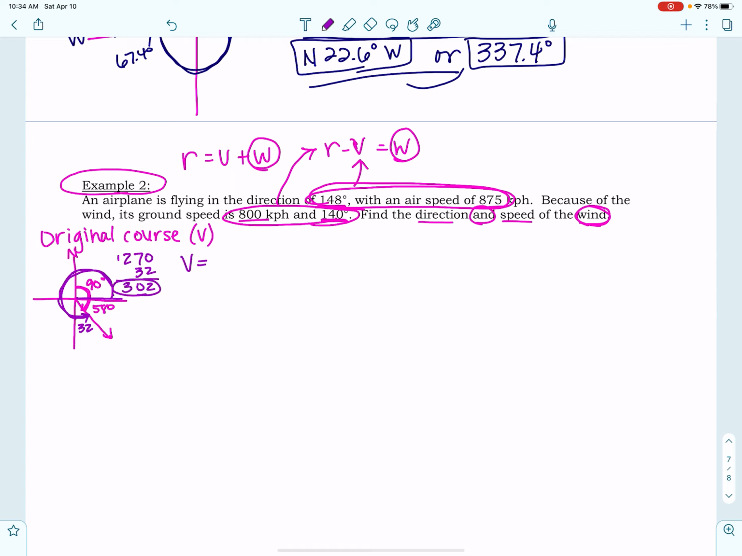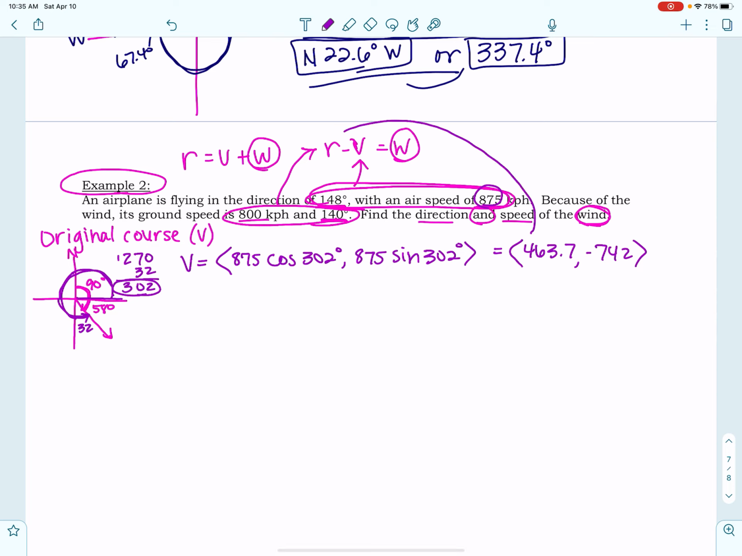So for V, I've got the speed, 875 times the cosine of the direction angle. That's why you need your direction angle. All right, so the vector of the original course, when you type all of this into your calculator, is going to give you 463.7 and negative 742. So we're going to need that in this formula right here.